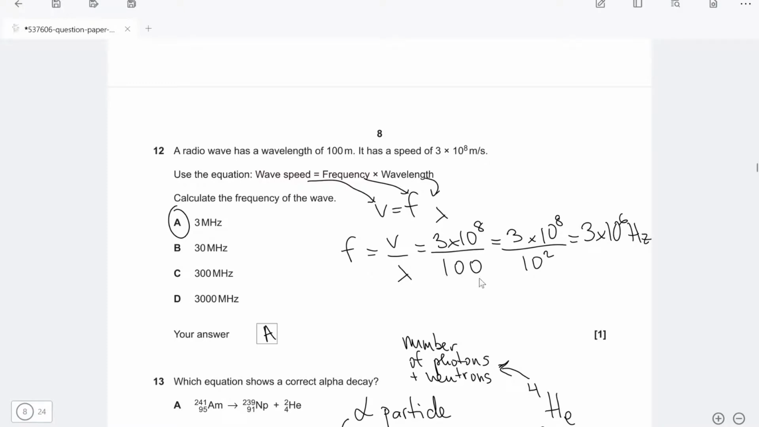Now remember, 100 is actually 10 to the power of 2. So this will be equal to 3 times 10 to the power of 8, divided by 10 to the power of 2. If we are dividing powers, it's the same as taking away powers. So this is equal to 3 times 10 to the 8 minus 2, which is 10 to the power of 6. Remember, 1 megahertz, or mega anything, is equal to 10 to the power of 6. So the correct answer will be A, 3 megahertz.